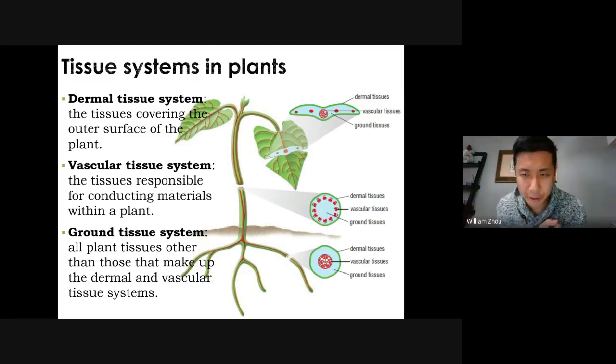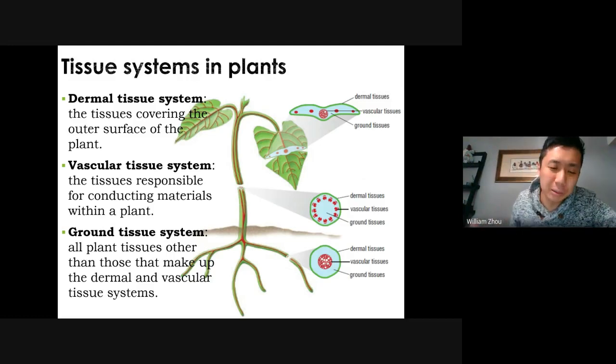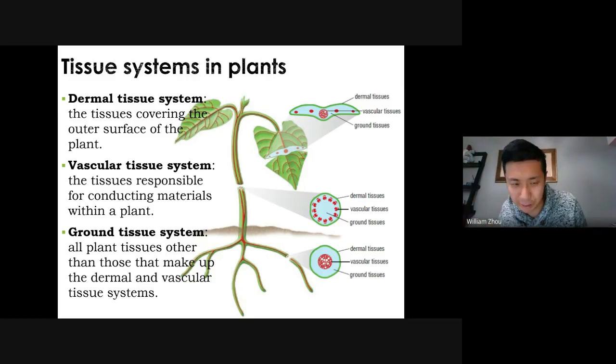Okay, and if you look in the picture, in red, in the cross sections are the plant vascular tissues. And the patterns are different for stems and roots. Just keep that in mind. Stems usually have little dots, and a root has one concentrated thing in the middle. The third type of tissue would be the ground tissue. The ground tissue is everything else. In other words, others, miscellaneous. If you're not vascular, if you're not dermal, guess what? You're ground, okay? They make up the rest of the plant, and they do everything else.